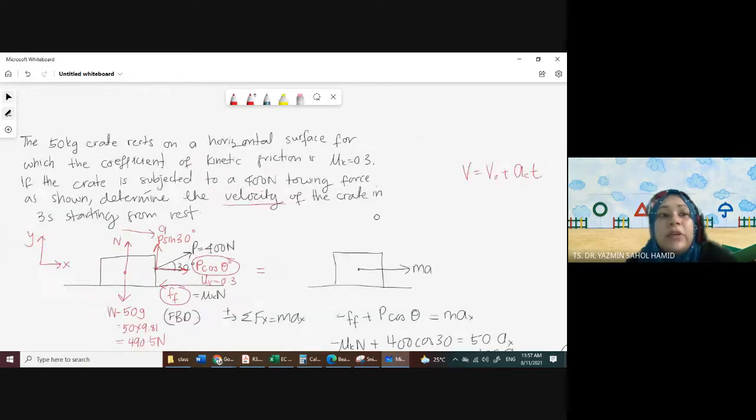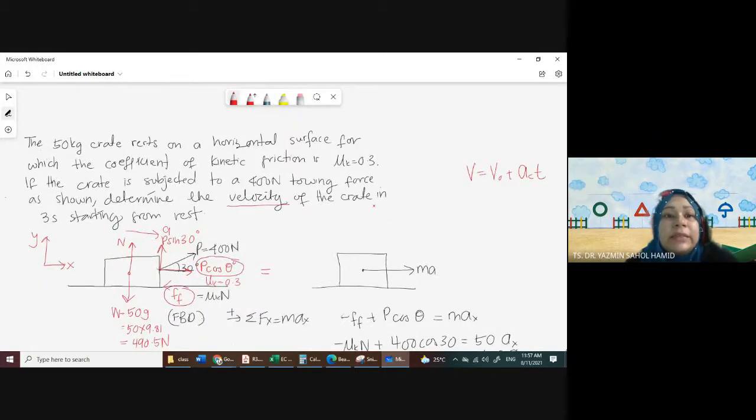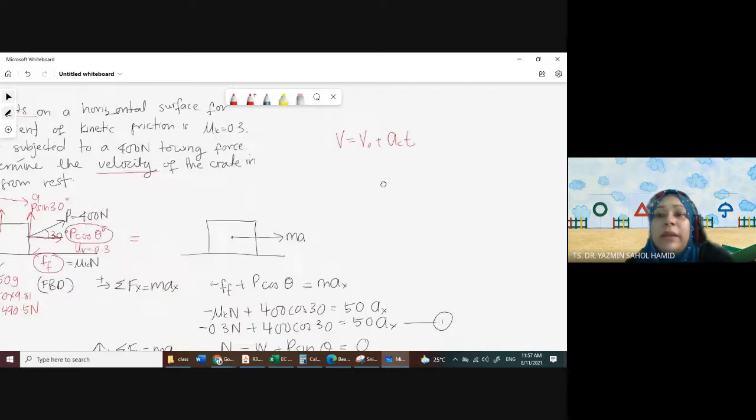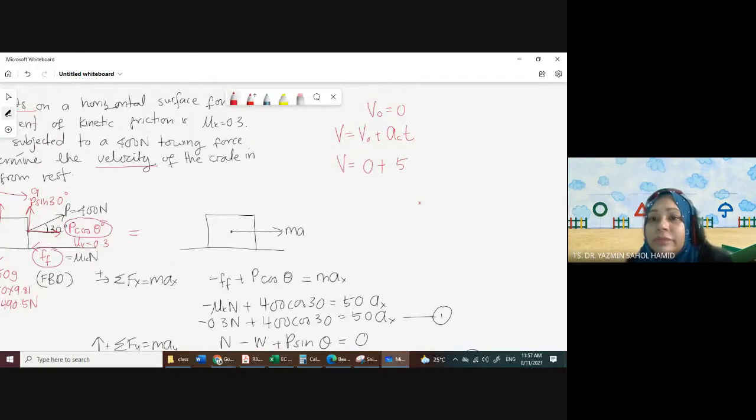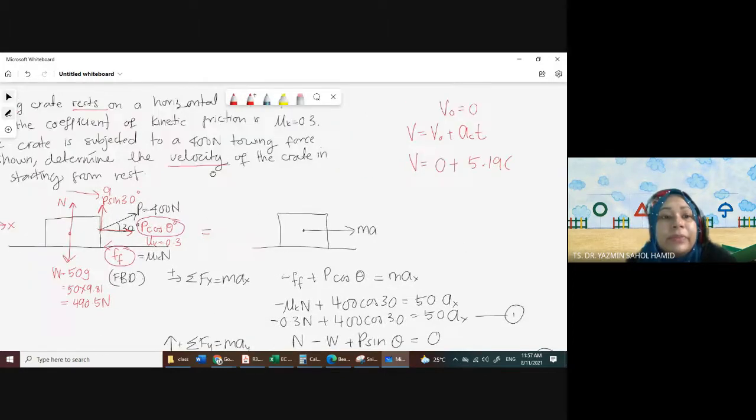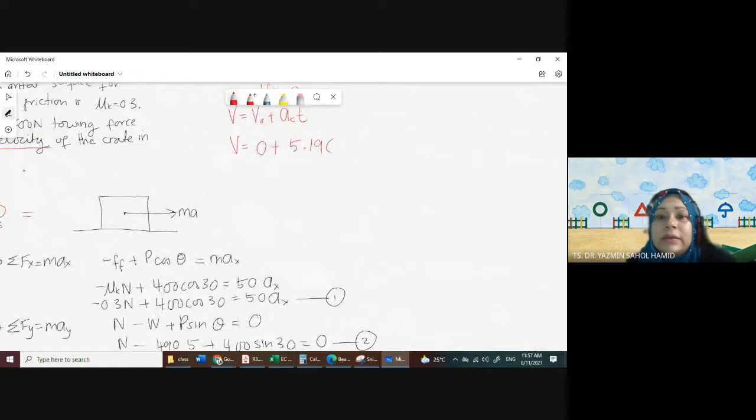And then because dalam soalan ni dia kata the crate rest on horizontal surface. So maksudnya before dia bergerak dia start from rest. So kita can say that V naught sama dengan kosong lah. So the velocity equals to 0 plus acceleration yang you dapat tadi tu, which is 5 point berapa tadi? 19. Multiply by time taken, mana? 3 seconds. I think. So what is the answer for velocity?